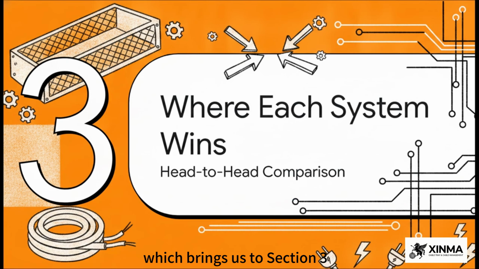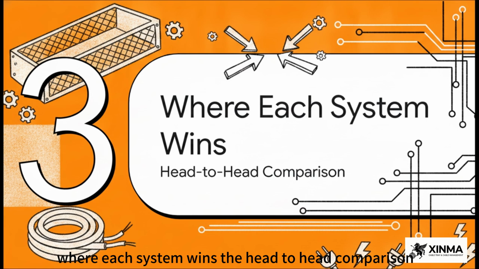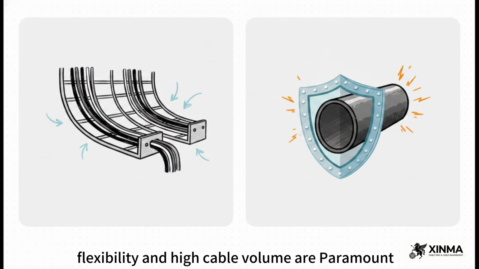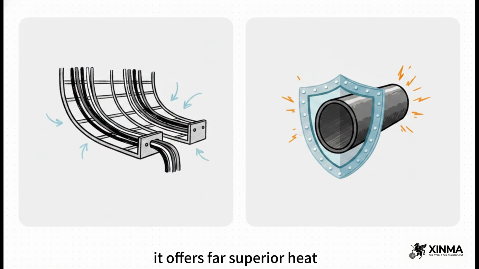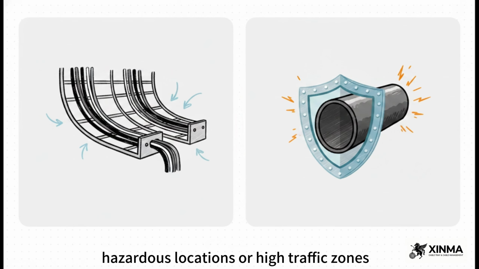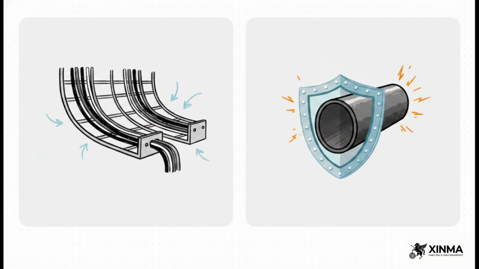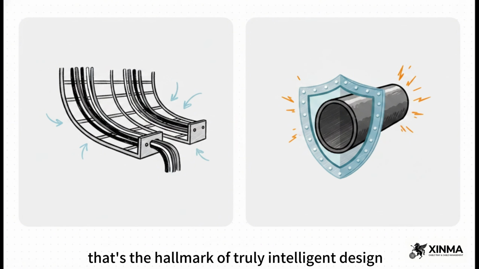Which brings us to Section 3, where each system wins, the head-to-head comparison. So let's compare them directly. On one hand, cable tray absolutely thrives where flexibility and high cable volume are paramount. It offers far superior heat dissipation for high ampacity runs and makes moves, adds, and changes so much easier. But on the other hand, rigid conduit is undeniable in hazardous locations or high traffic zones. When you absolutely need crush resistance and routing integrity against harsh environments, conduit is your go-to. Knowing when to deploy which, that's the hallmark of truly intelligent design.